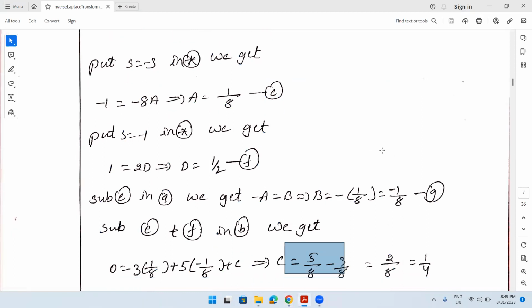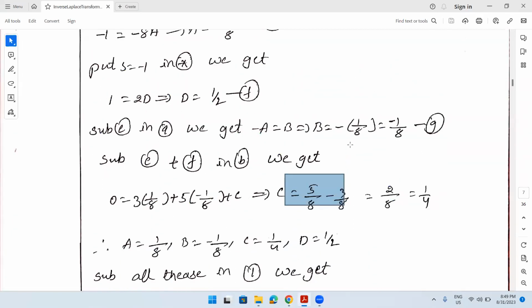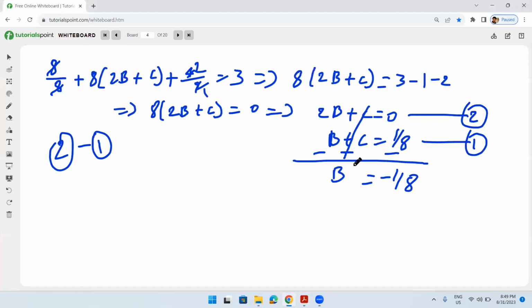See the value of b, wherever shown here. B is equal to minus 1 by 8. So directly we got it. And substituting b value, see here. B plus c is equal to 1 by 8. B value is minus 1 by 8 plus c is equal to 1 by 8.